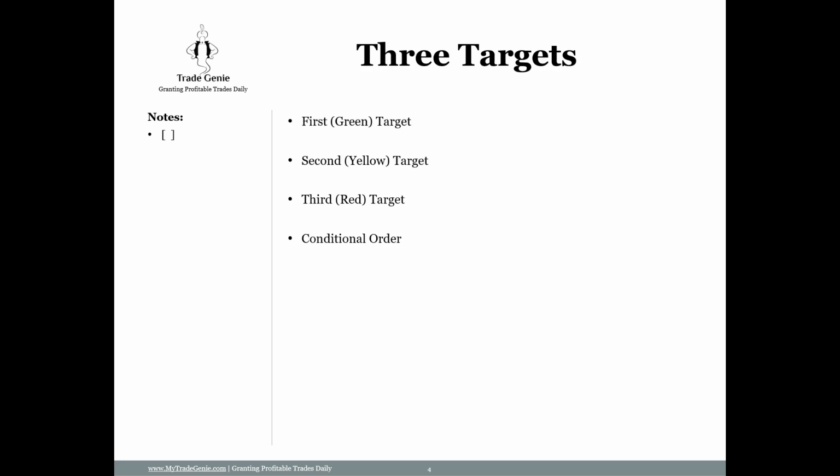Now I provide you the three targets. After I send the buy alert and I send the chart, I provide you 3 targets. I used to call them green, yellow, and red, and then in the guidebook I explain, but when new members come, they get confused. Okay, what is green? What is yellow and red? And the logic behind green, yellow, red was just like a traffic light.